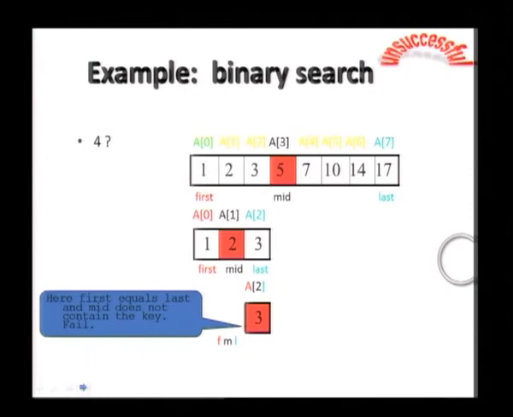Here is a case where first exceeds the value last in the next iteration, and the key is not present here. So, this can also be checked. The focus now is to analyze binary search, which is the algorithm whose analysis we postponed.